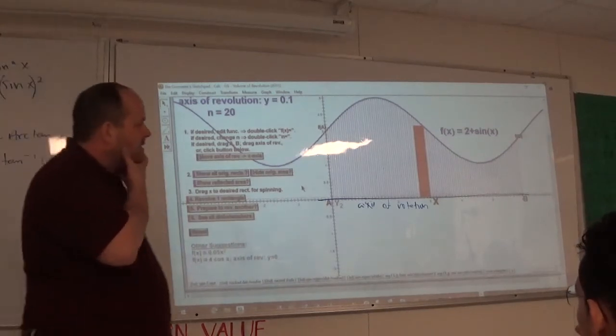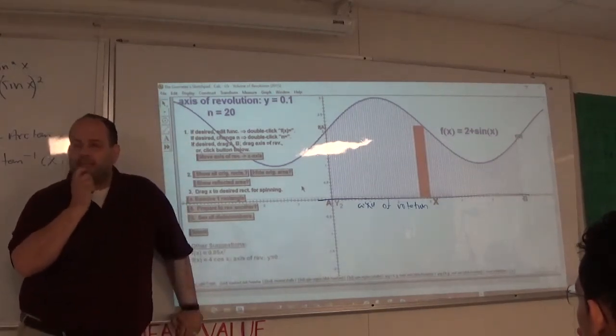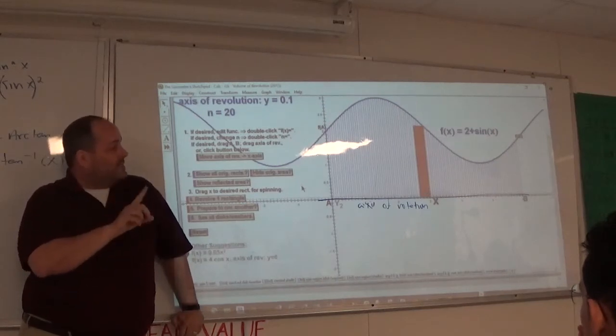I asked Caroline a couple of years ago what she saw if we were to spin this around the axis of rotation. And what she said was Cinderella's dress.